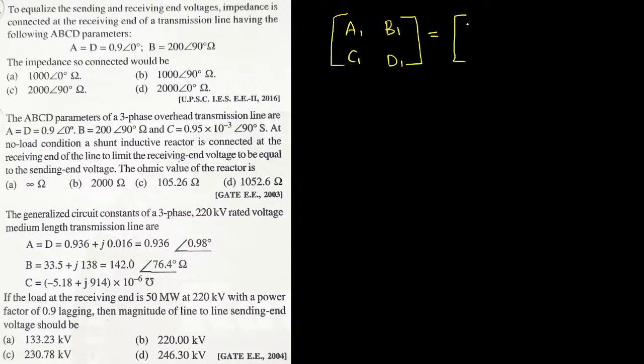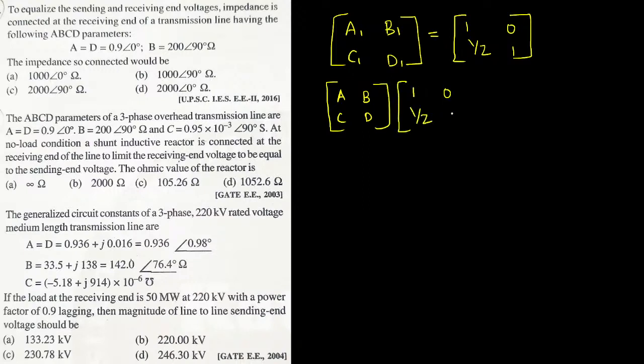Let me substitute the new ABCD parameters: 1, 0, 1 upon Z, 1. That is the new network. Now what is the total network parameter? The already existing network has ABCD, and the new network parameter will become 1, 0, 1 by Z, 1. Both are cascaded. ABCD parameters always mean cascaded. Now let us reduce the network. Multiply: A into 1 will become A, plus B into 1 by Z will become B upon Z. Similarly, A into 0 will become 0, plus B into 1 will become B.